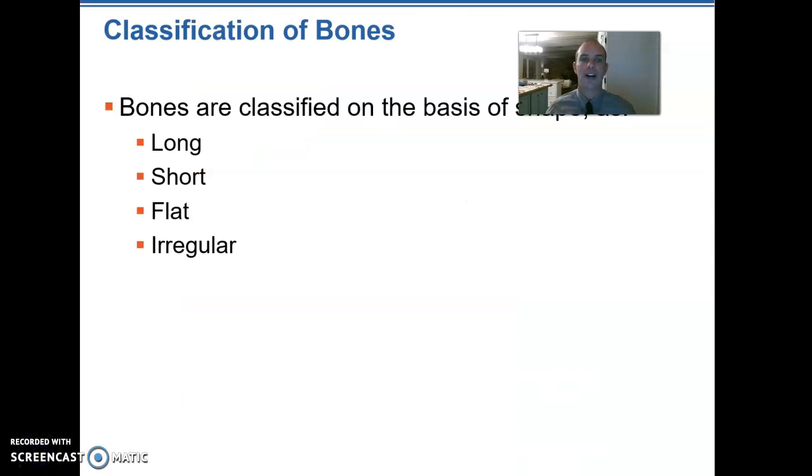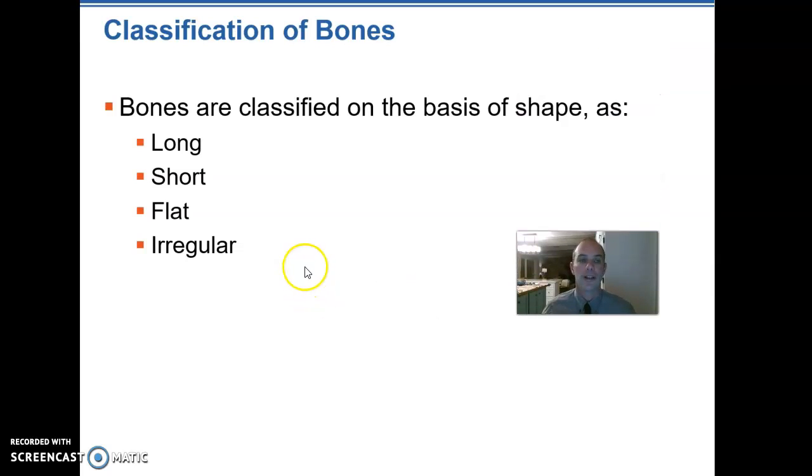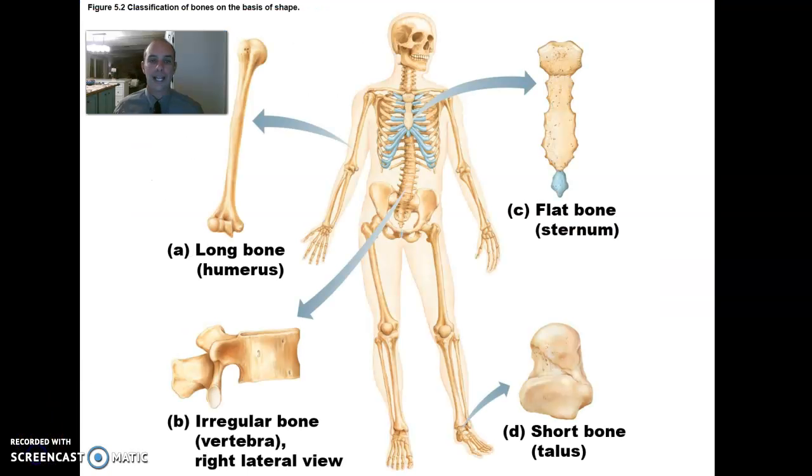All right, bones are classified in a few different ways. And then I'll move this out of the way for you. They're classified on shape, right? And they're called long bones, short bones, flat bones, and irregular bones. And I'll give you a brief overview of that coming up. If you take a look at the skeleton here, there's a few examples labeled for you.